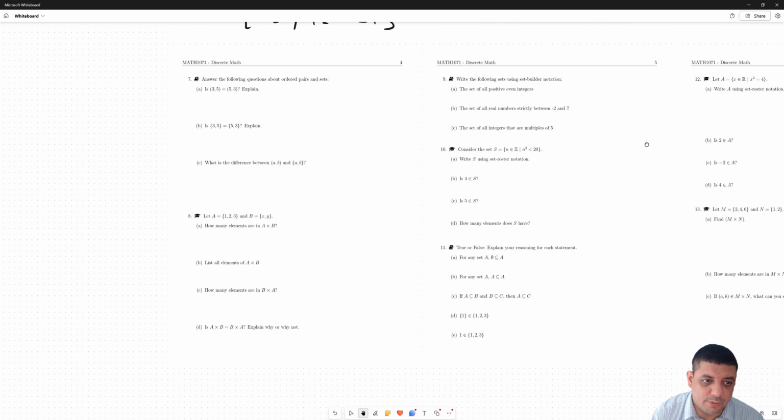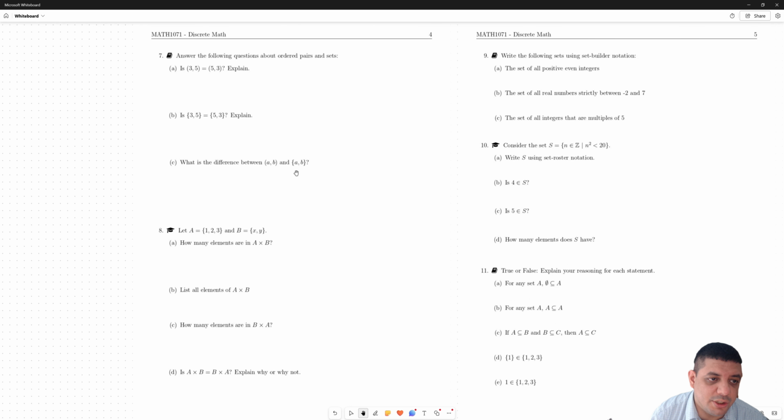let's go to this multiple choice question. Is the pair 3, 5 equal to the pair 5, 3? This is false. Remember that for ordered pairs, the order matters. If we have 3, 5, then that means that 3 belongs to the first set and 5 belongs to the second set. So the pair 3, 5 is never going to be 5, 3. In particular, 5 might not even belong to the first set.